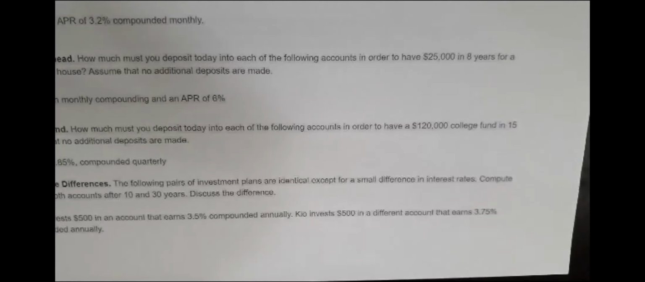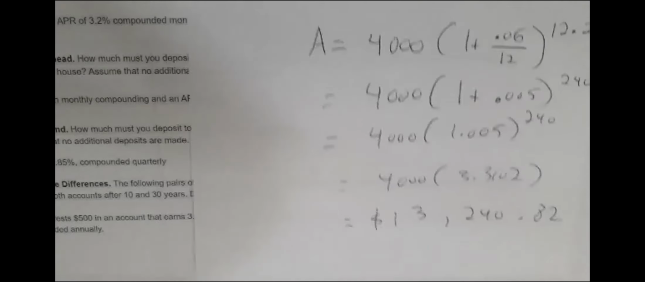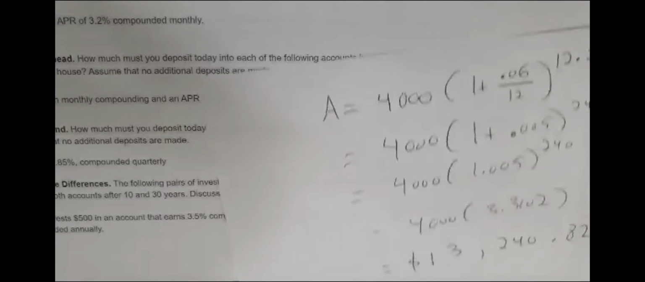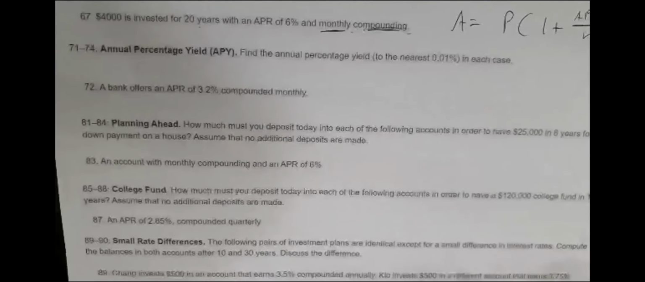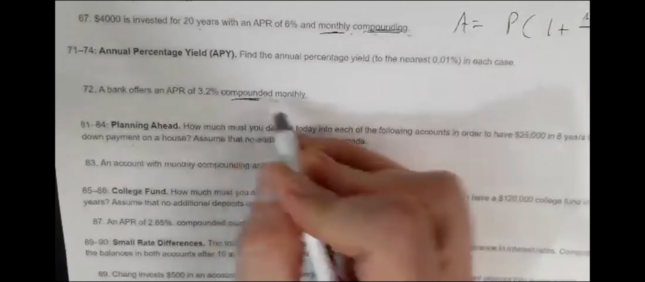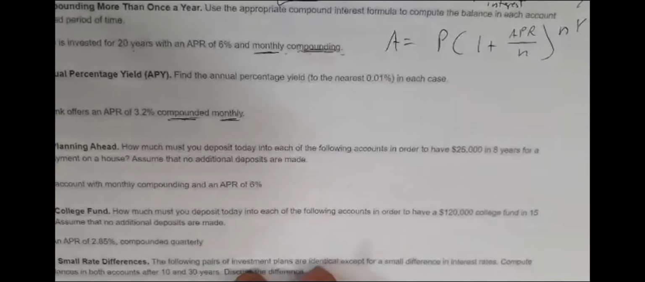The other thing, annual percentage yield. This is another thing we talked about in this section. I almost forgot about this guy. We want to figure out the relative change that is happening over 1 year. So if I start out with a bank that offers an APR of 3.2 and it's compounded monthly, we want to know what formula we're going to use. The key word here is compounded monthly, which is the same thing as monthly compounding. It is the same formula that we used previously.